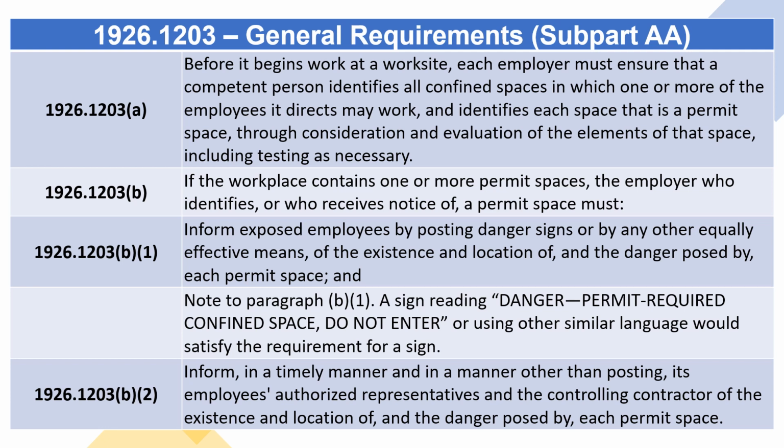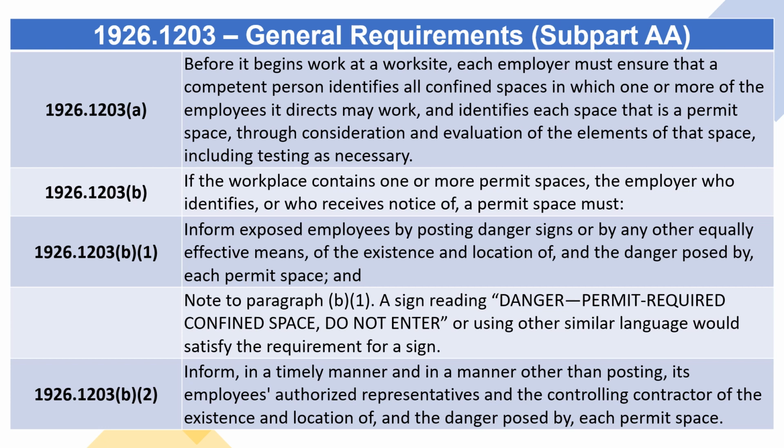1926.1203(b). If the workplace contains one or more permit spaces, the employer who identifies, or who receives notice of, a permit space must: (b)(1) Inform exposed employees, by posting danger signs or by any other equally effective means, of the existence and location of, and the danger posed by, each permit space. Note to paragraph (b)(1): A sign reading "Danger, Permit Required Confined Space, Do Not Enter" or using other similar language would satisfy the requirement for a sign.